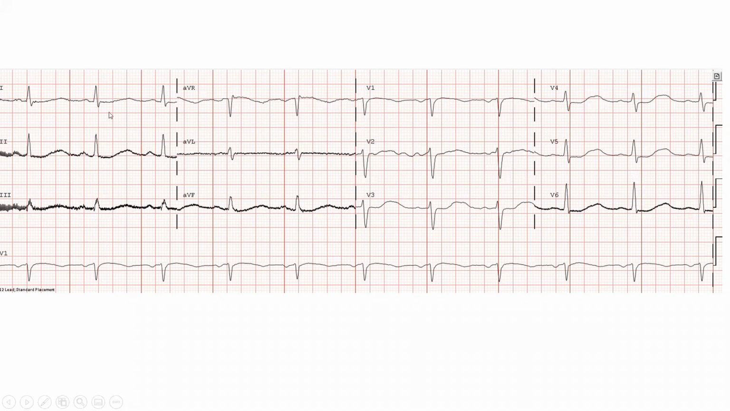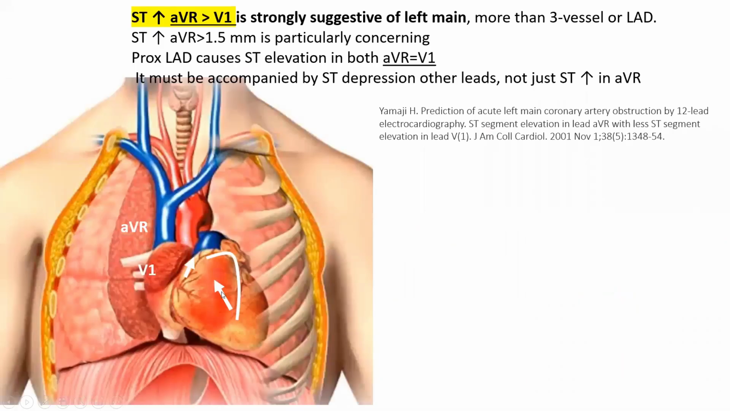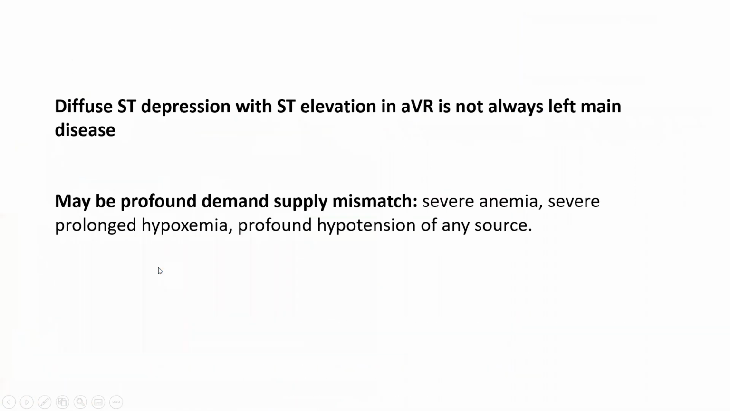Anything that gives you diffuse ST depression can give you ST elevation in AVR and V1, which look away from the heart, regardless of having that septal injury. You don't need to have it. That is special to the left main and proximal LAD. But anything that gives you this will give you ST elevation in AVR and V1.